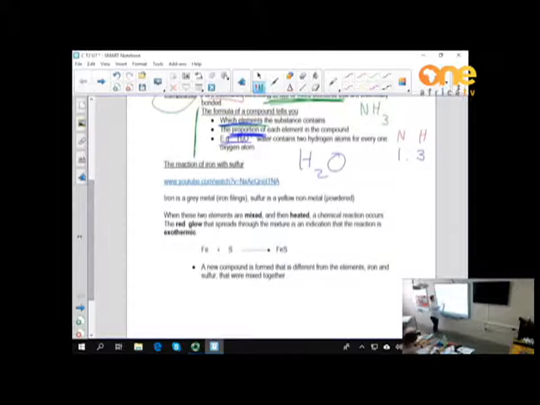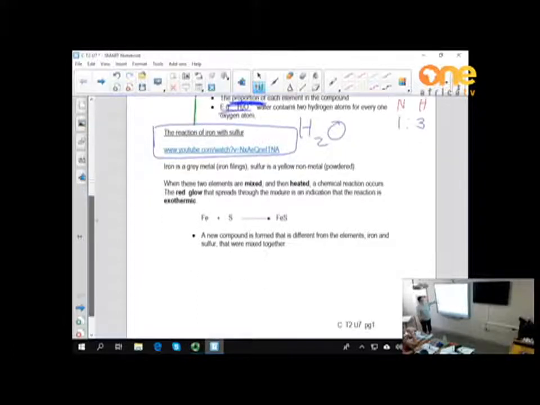Now, they're going to have a look at the reaction of sulfur with iron. I'm going to come back to that in a moment, because there's a video clip, and I first want to finish up, and then we will do the video clip.